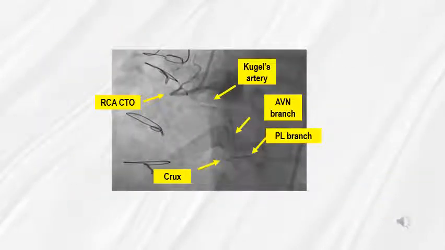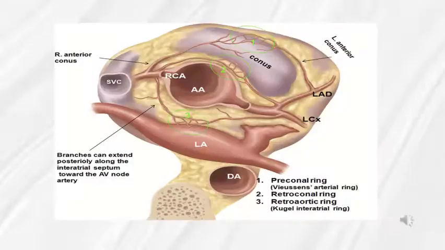In this figure, Kugel's artery originates proximal to the stump of an RCA total occlusion, anastomoses with the AV nodal branch, which arises from the posterolateral branch just after the crux. Also, there is Kugel interatrial ring, retroaortic ring, which is one of the three main rings connecting the right to the left coronary arteries at the level of the base of aorta.